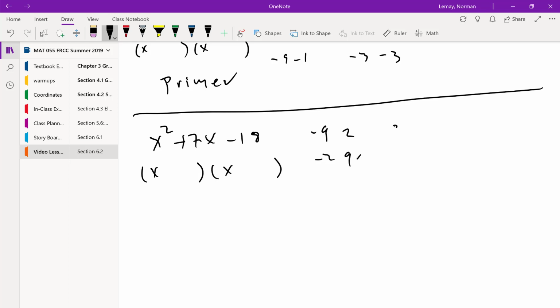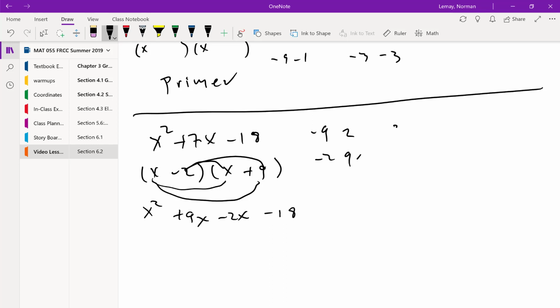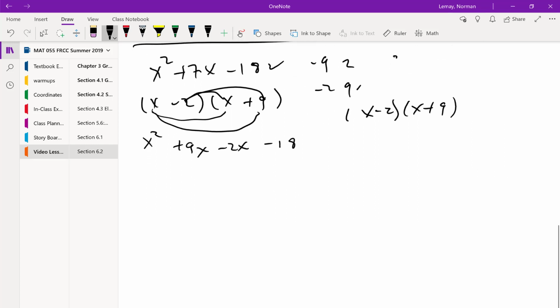We could take a look. Again, all you've got to do is just find them. And once you find them, you're done. So -2 and +9. So again, we can verify our work. So notice we get x squared plus 9x minus 2x minus 18, which gives us what we started with. So again, x minus 2, x plus 9. And that'll get that one done.